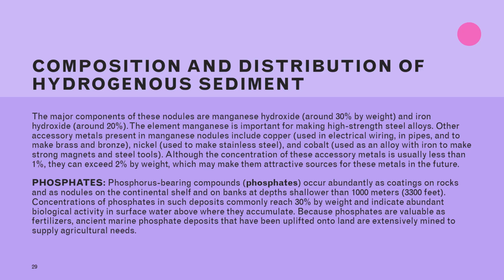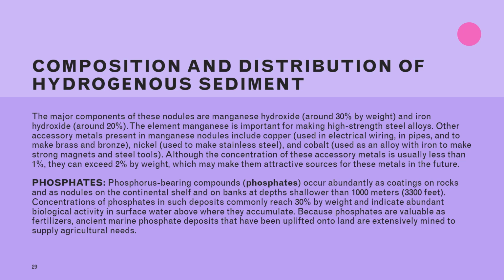The element manganese is important for making high-strength steel alloys. Other accessory metals present in manganese nodules include copper, which is used in electric wiring, in pipes, and to make brass and bronze, nickel, which is used to make stainless steel, and cobalt, used in alloy with iron to make strong magnets and steel tools. Although the concentration of these accessory metals is usually less than 1%, they can exceed 2% by weight, which may make them attractive sources of these metals in the future.